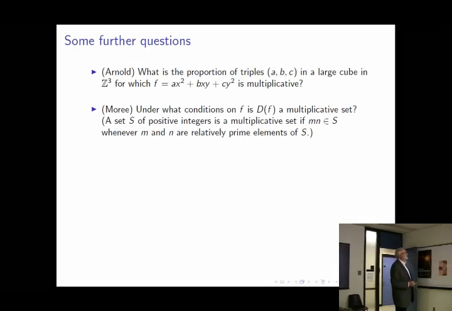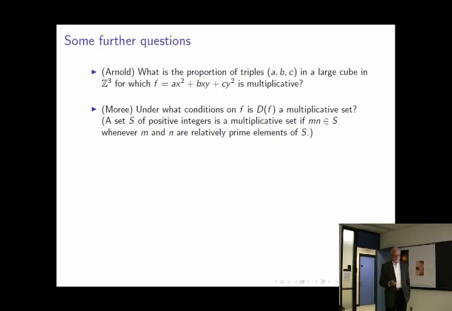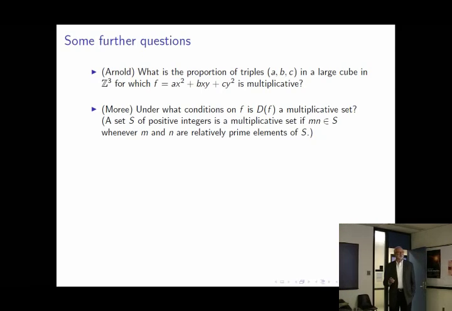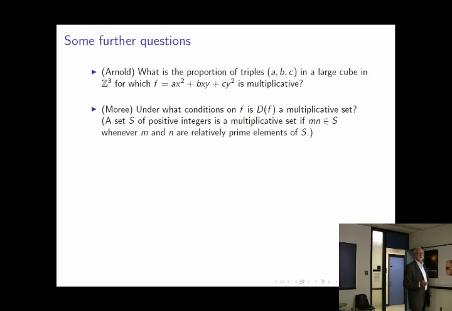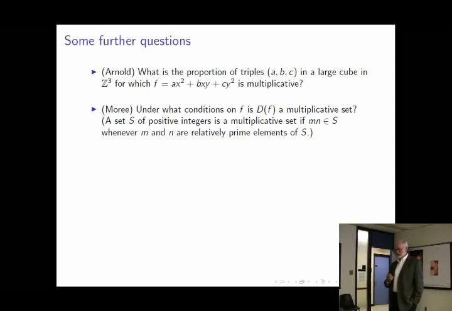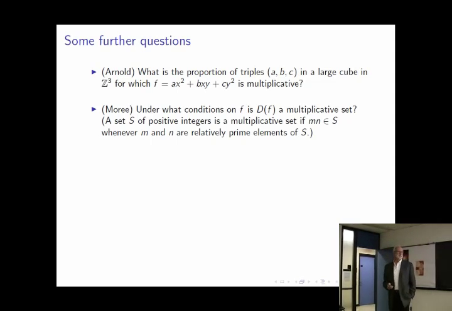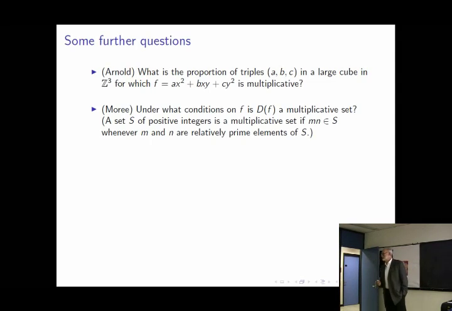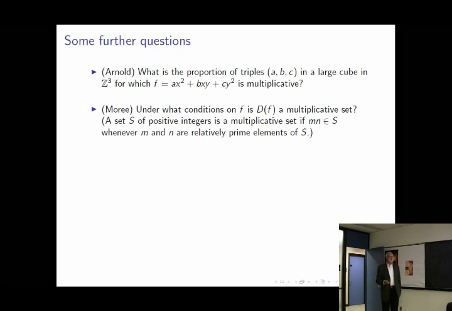Second one is a question that Peter Morey wrote to me and inquired, under what conditions is DF a multiplicative set? Well, I was kind of careless, and so my response was, well, didn't you read our paper? And he says, oh no, I mean a multiplicative set, not a multiplicative semigroup. So in the number theoretic sense, a multiplicative set of integers is a set that's closed under multiplication of relatively prime pairs of integers. I don't know the answer.